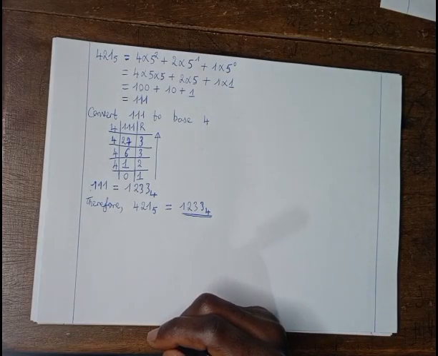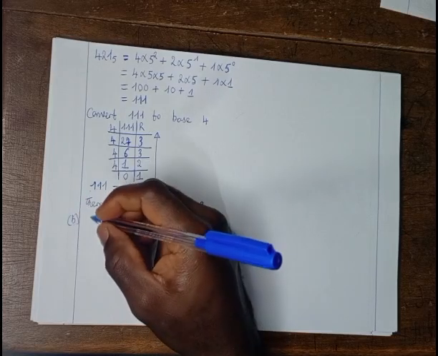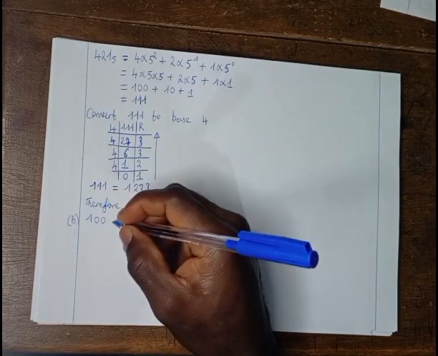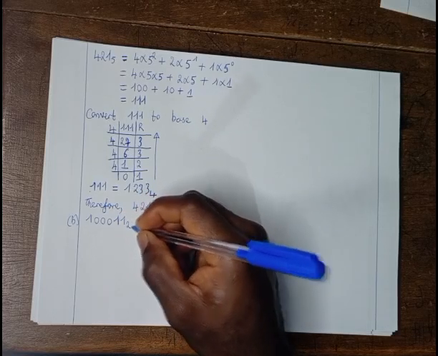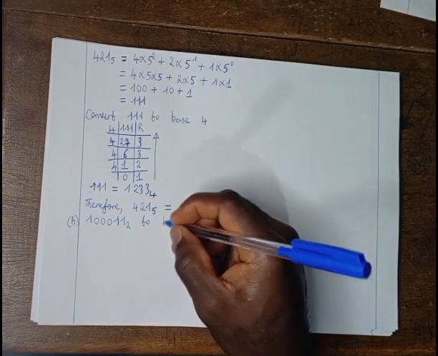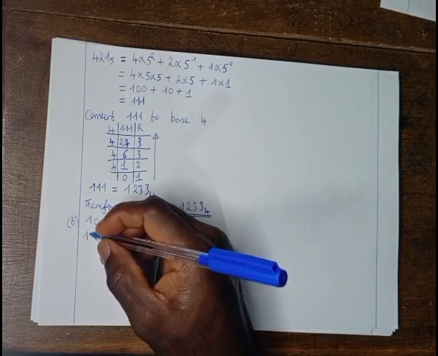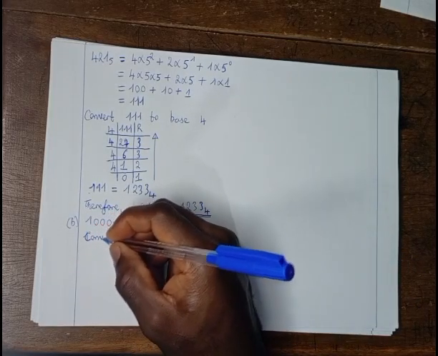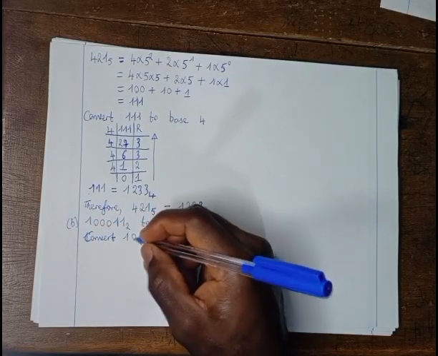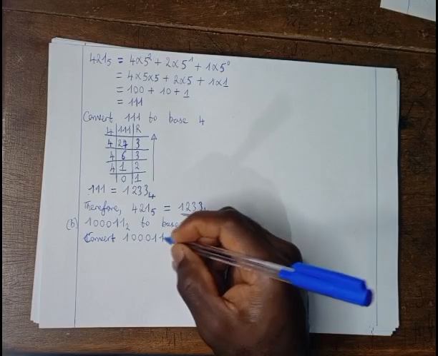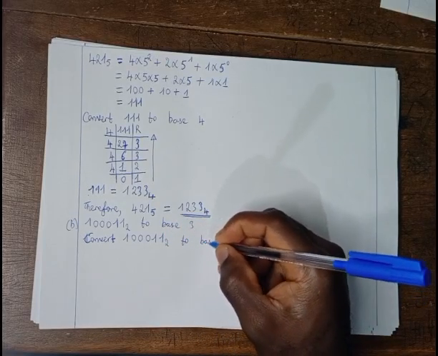Next, we answer the next question, B. We have the number 1, 0, 0, 0, 1, 1 base 2. We have to convert this number to base 3. Now, first step, we need to convert this binary number 1, 0, 0, 0, 1, 1 base 2 to base 10.